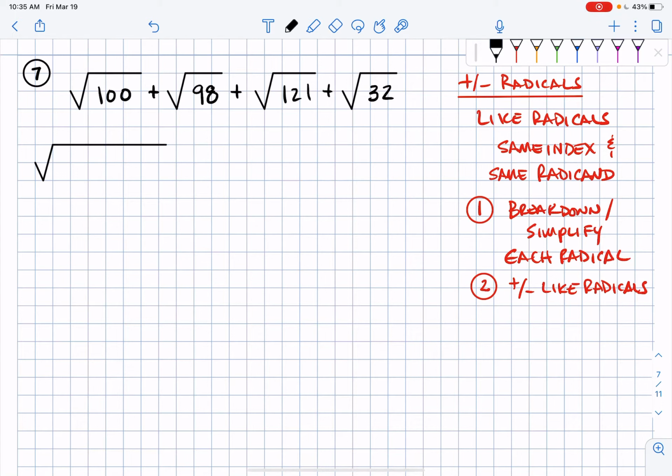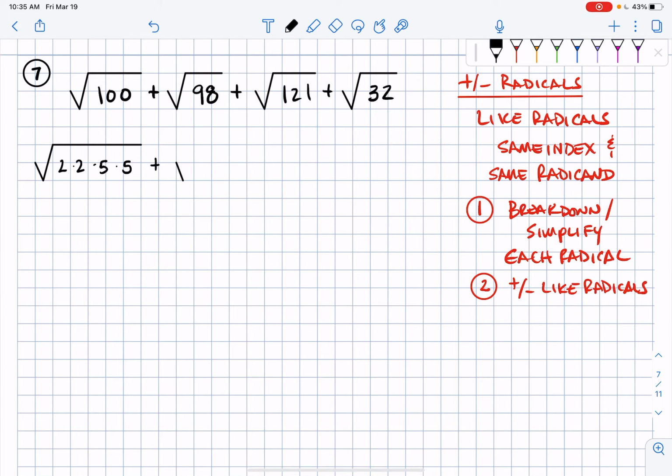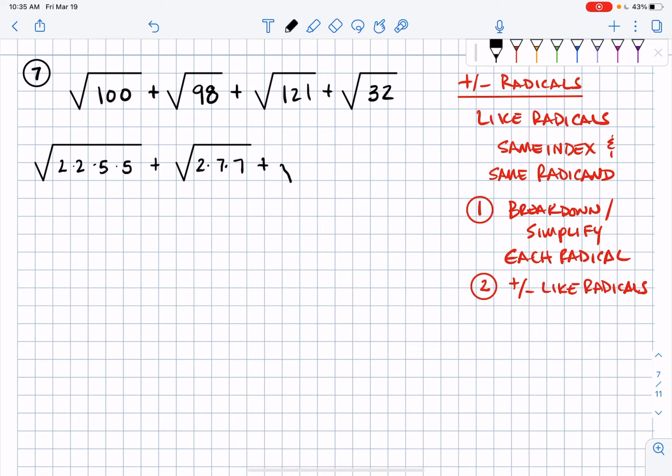So what's 100 going to be? 100 is going to be 2 times 2 times 5 times 5. If you don't believe me, do the factor tree and you'll see it. Plus 98 is going to be 2 times 7 times 7. Plus 121 is going to be 11 times 11. Plus 2 times 2 times 2 times 2 times 2.